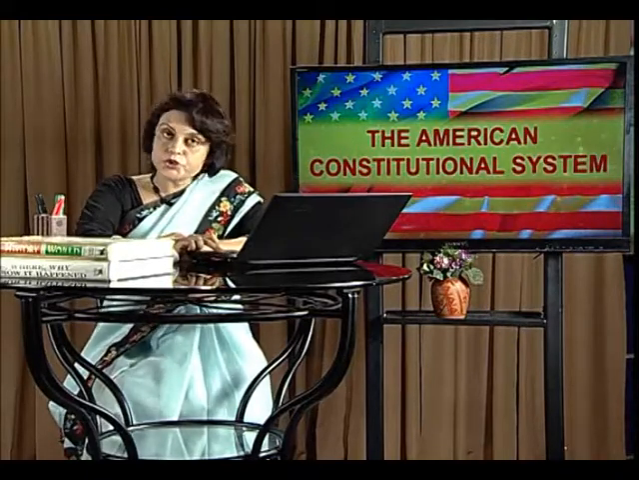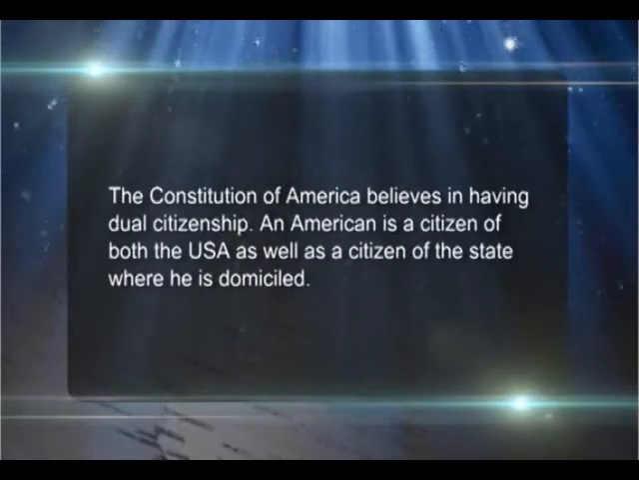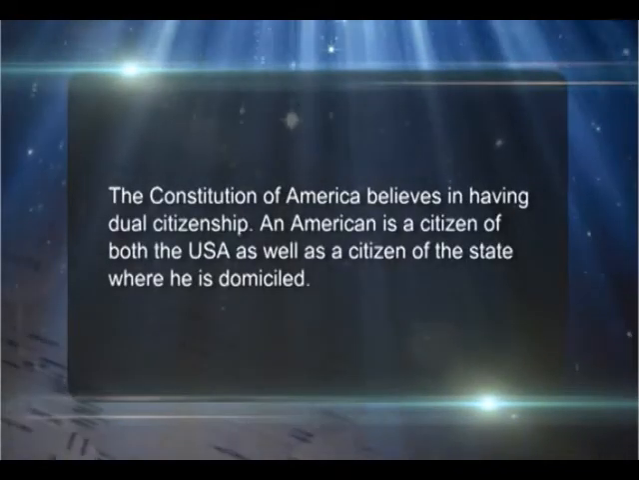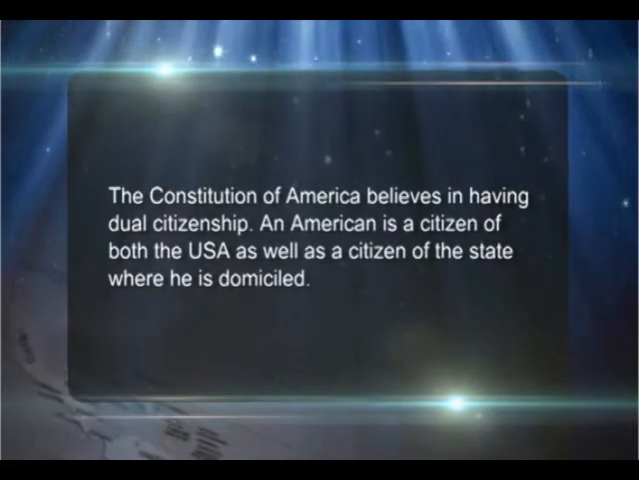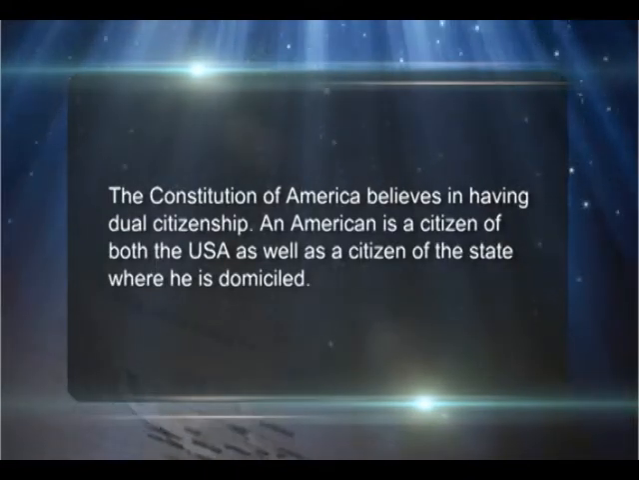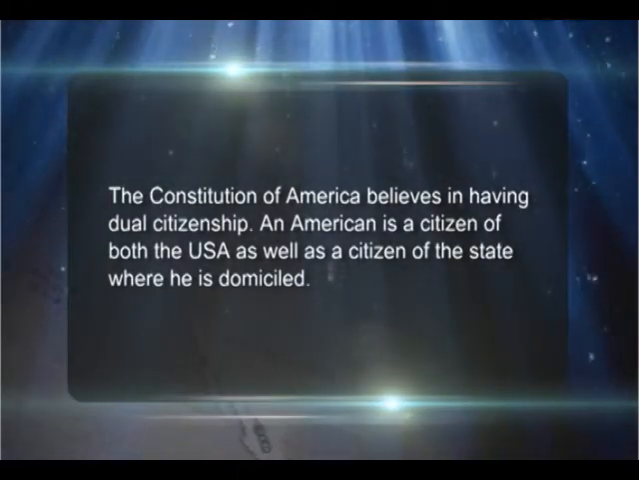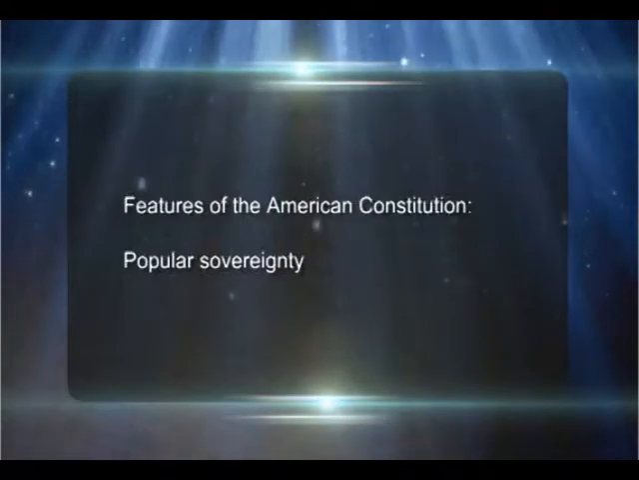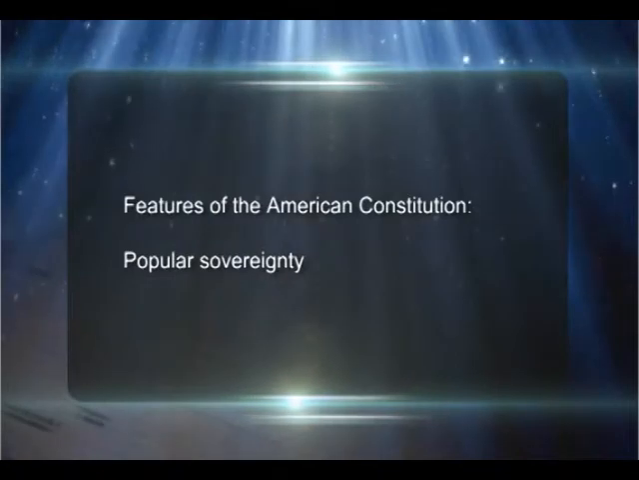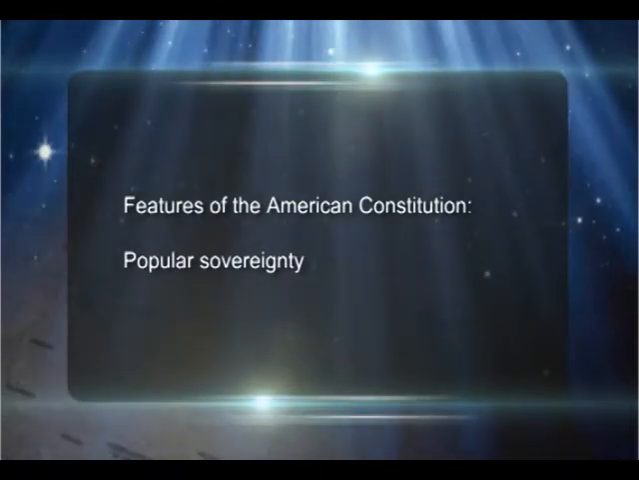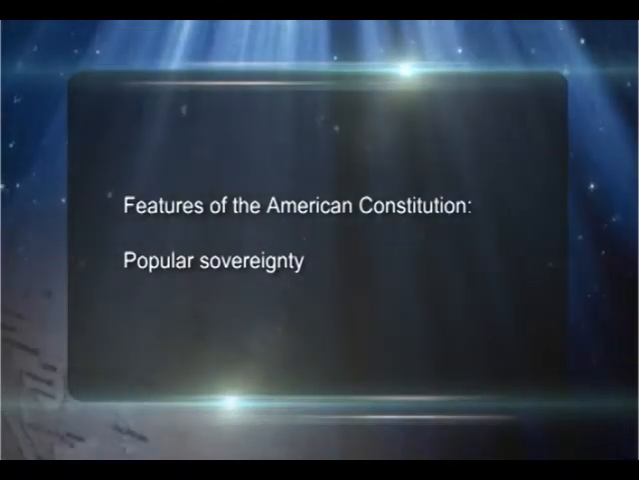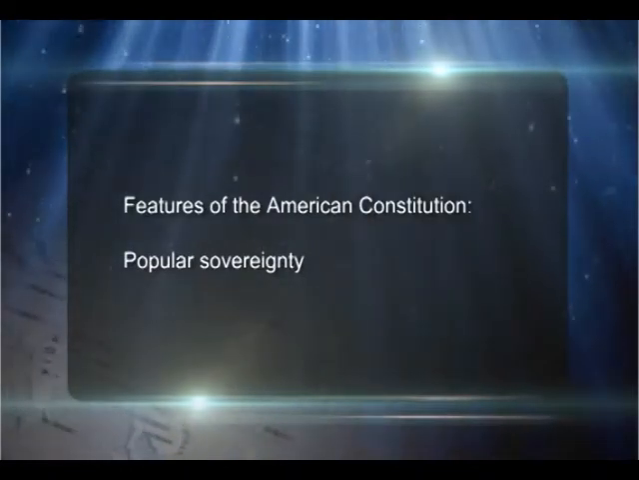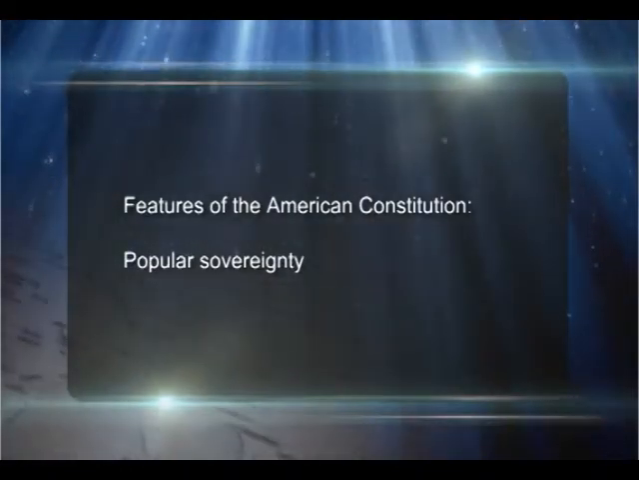The Constitution of America believes in having dual citizenship. That is, an American is a citizen of both the USA as well as a citizen of the state where he is domiciled. Popular sovereignty continues to be another feature of the American Constitution, and we find that it is a very vitally guaranteed provision of the American Constitution.